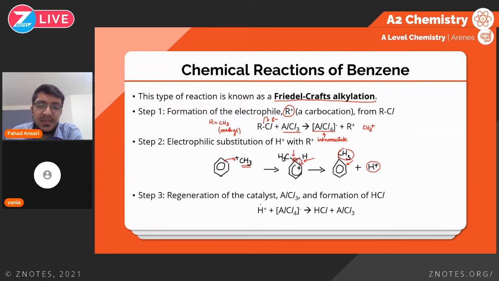Now the H+, in step 3, is going to react with your intermediate from step 1, AlCl4 negative. This gives you the byproduct, which is HCl. And you get AlCl3, which is your catalyst that has been regenerated after speeding up this particular reaction.